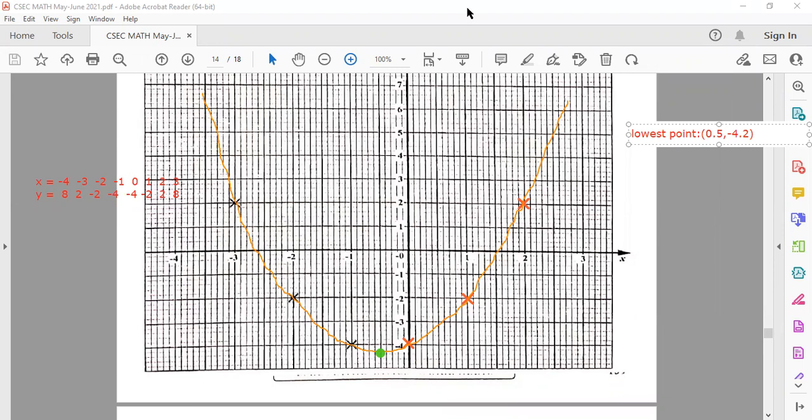I'm going to give you guys 20 seconds to look up what we mean by line of symmetry, and then I want you to come back and tell me where you think the line of symmetry would be for this graph.